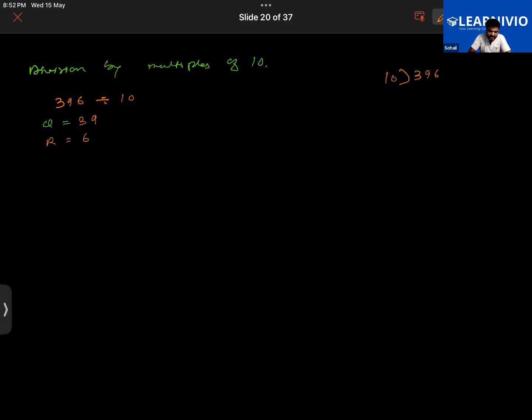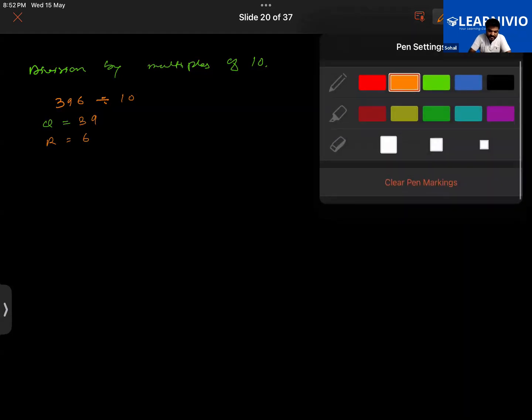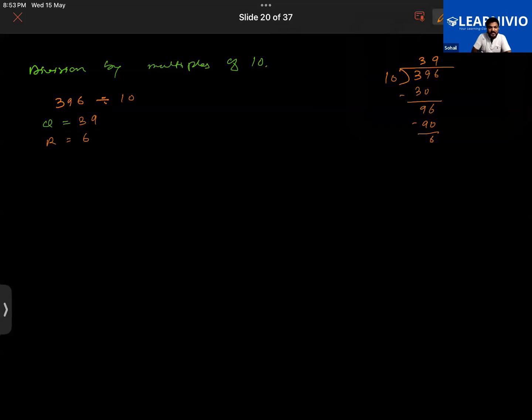396 divided by 10, that is 10 threes are 30, 96, 10 nines are 90. You have 6 as remainder. And quotient is like this. Now, if you were to take another number, now let's divide it with, say that you have the number 3960 divided with 100 now.